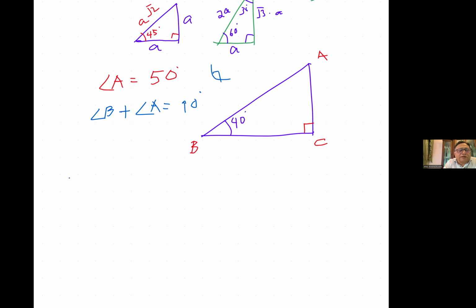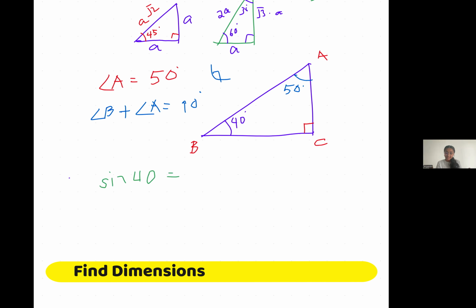Now, in this particular triangle, I want you to tell me what is sine of 40 degrees. Well, I know that sine is equal to opposite over hypotenuse, and therefore AC over opposite. But I have not given you any sides, and therefore I would like you to now use the calculator to find the values. Can you please use the calculator? Yes, sine 40 degrees.